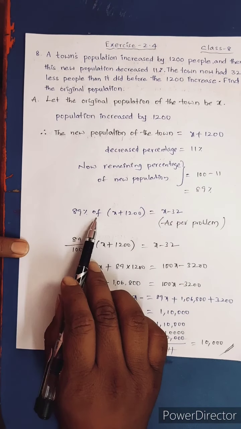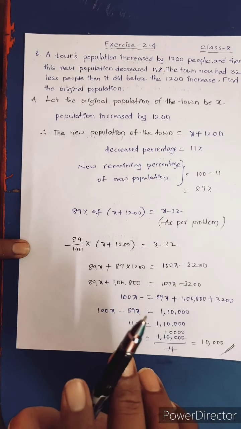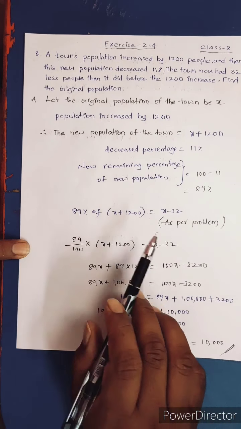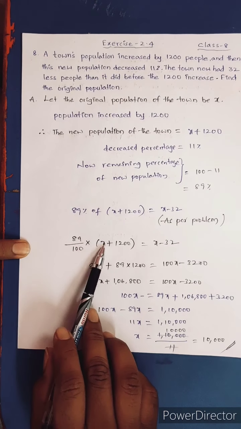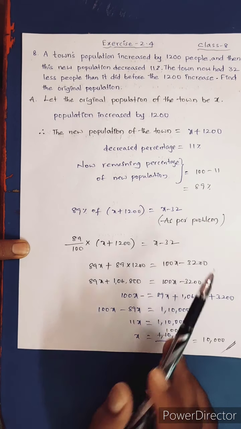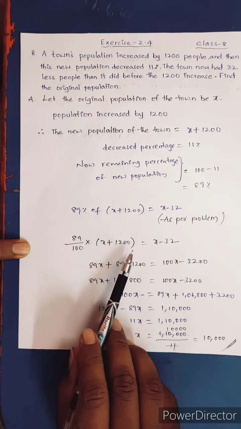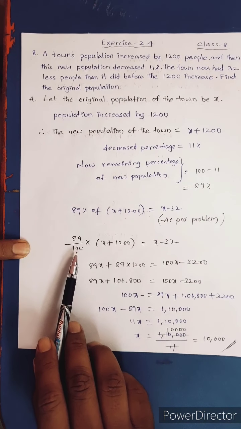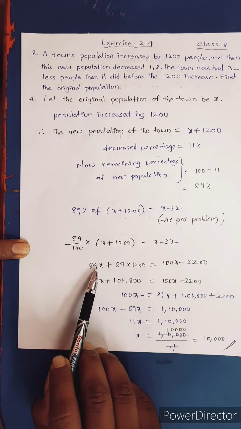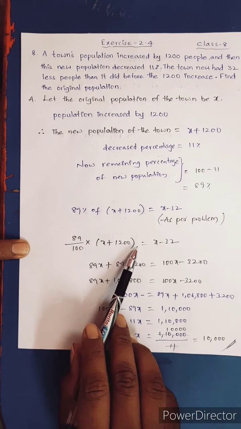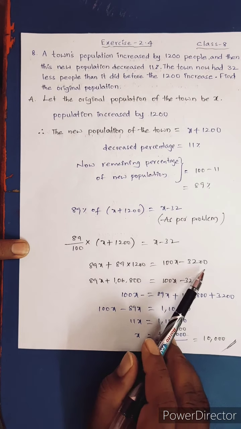Now 89% of the new population is equal to 32 people less than before the increase of 1200 people, so x minus 32. To remove the percentage, divide by 100: 89 by 100 into x plus 1200 is equal to x minus 32. Send this 100 to that side. Now 89 into x plus 89 into 1200 is equal to 100 into x minus 100 into 32, which is 3200.